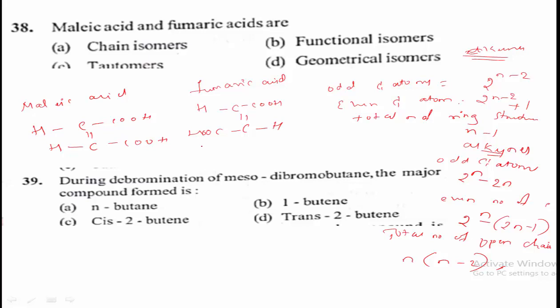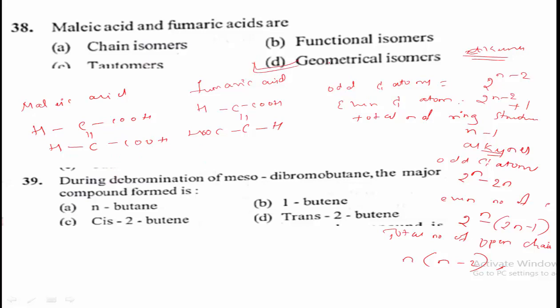Why? Because a special arrangement of atoms around the double bond is observed. Remember students, malic acid is the cis isomer of butenedioic acid, whereas fumaric acid is the trans isomer. These two are examples of geometrical isomers. So which answer should we write? Option D, geometrical isomerism, is the right answer.